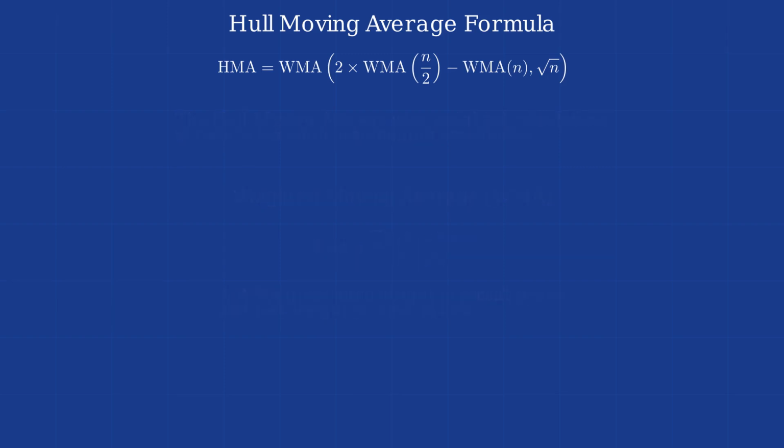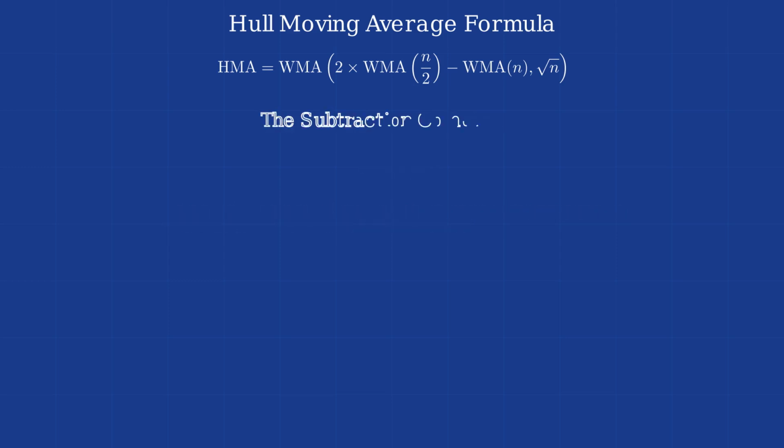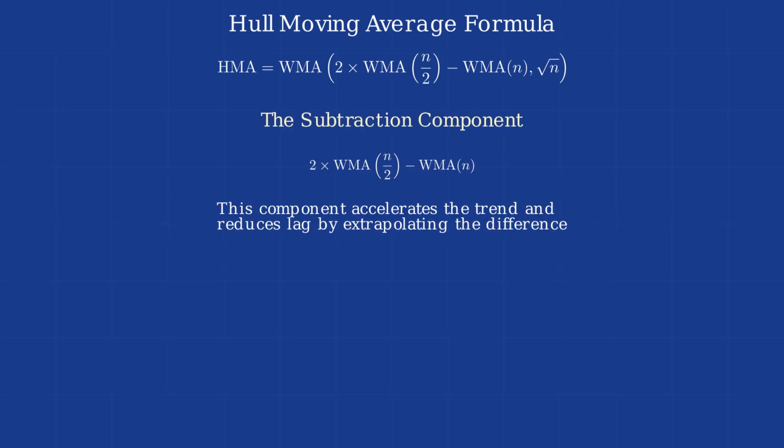The first key insight of the HMA is the period halving technique. By using half the normal period, this component creates a more responsive average that reacts quickly to recent price changes. Next is the subtraction component, which is critical to the formula's effectiveness. This component takes twice the WMA of half period and subtracts the full period WMA. This effectively extrapolates the trend direction, further reducing lag.